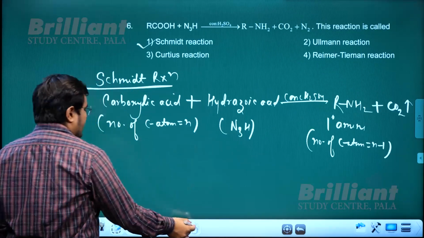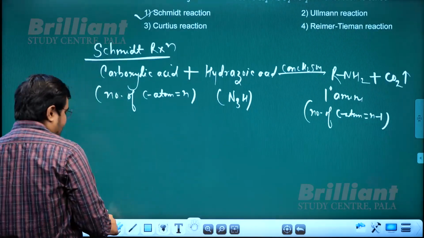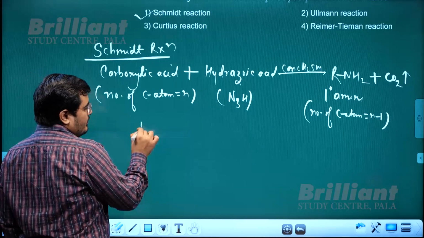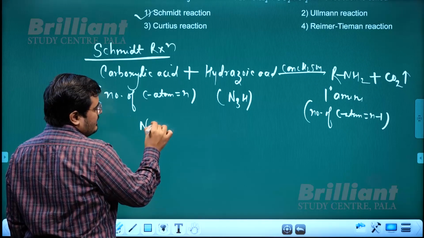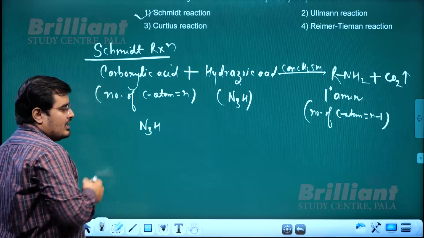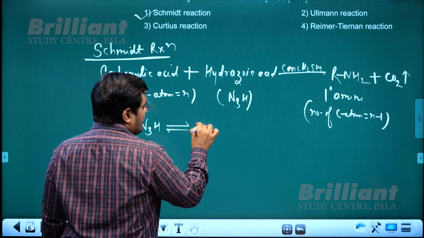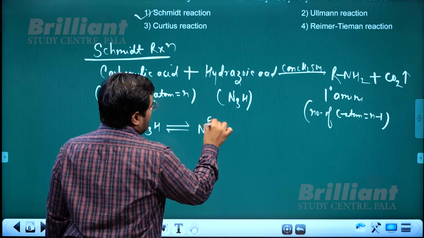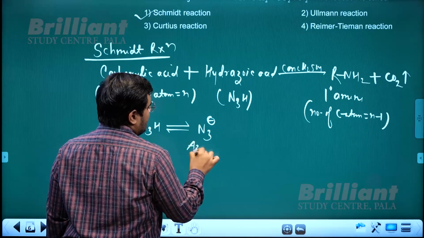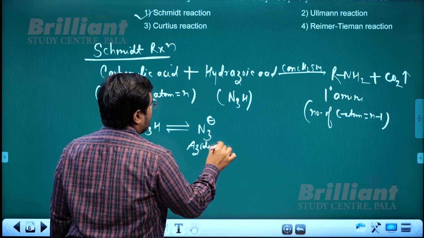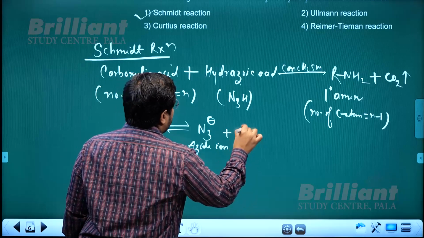So let me write the mechanism for you. I will write the one which will be easiest for you to understand. Let's say this is my hydrazoic acid. If this is hydrazoic acid, I can assume that it will dissociate into azide ion plus H plus.